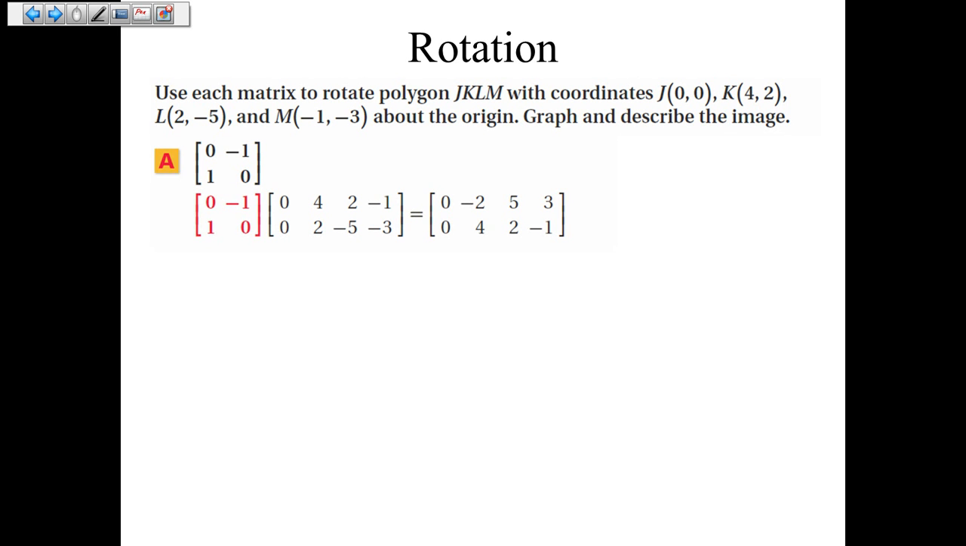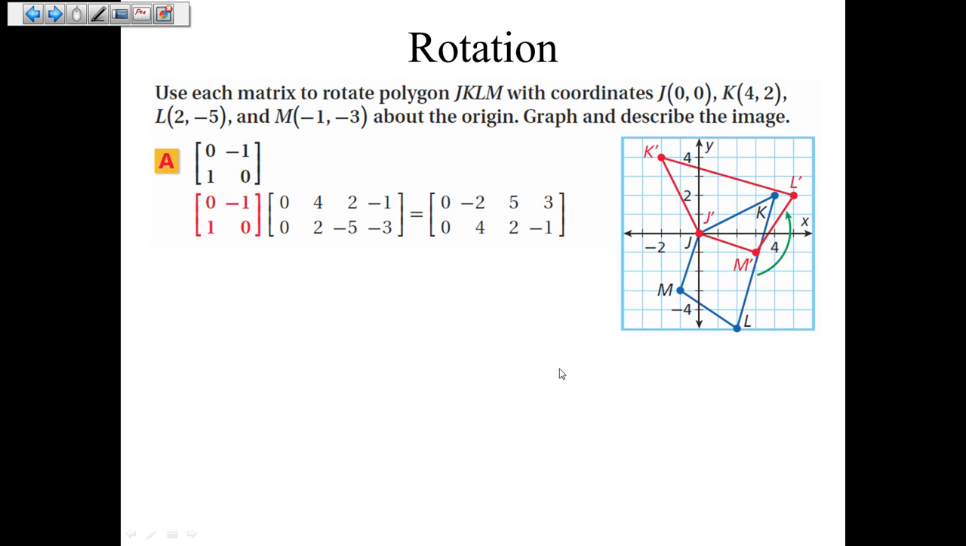And let's take a look at a graph for the image and the original shape. So the original shape is in the blue, and we can see that it's been rotated counterclockwise. The red image has been spun about the origin, and how far it has been spun really doesn't matter. But this trapezoid, JKLM, has been rotated counterclockwise to create the image J primed, K primed, L primed, and M primed.